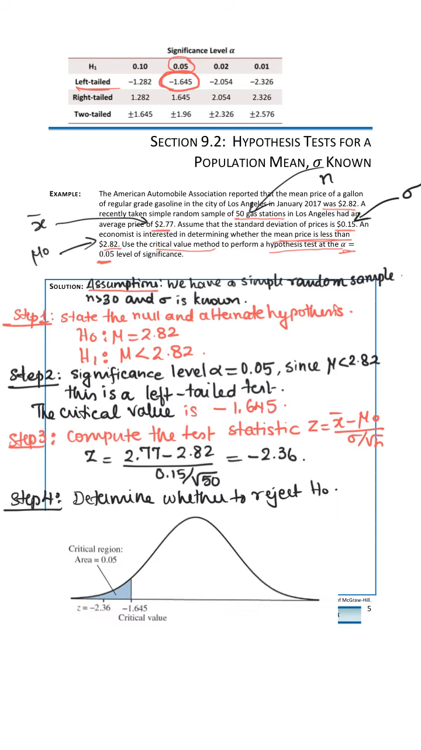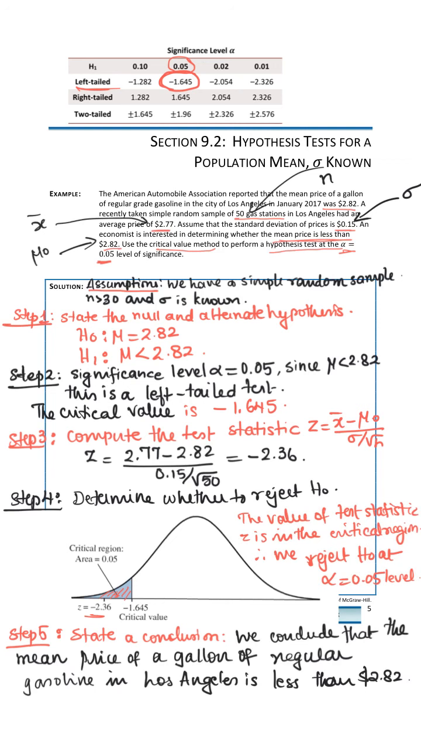The value of the test statistic is in the critical region here. So we reject the null hypothesis at the significance level alpha equal 0.05. Step 5 is state a conclusion. We conclude that the mean price of a gallon of regular gasoline in Los Angeles is less than $2.82.